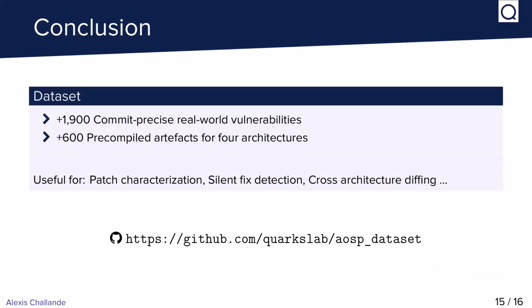And to conclude, it's 1,900 commit-precise real-world vulnerabilities. It's not a made-up example, it's real-world vulnerabilities that affect real-world projects used by billions of people, and you even have something precompiled if you want to do every kind of different analysis. And that's all from me. I'm a bit early, but I talk a bit faster. The paper is on the repository as well.